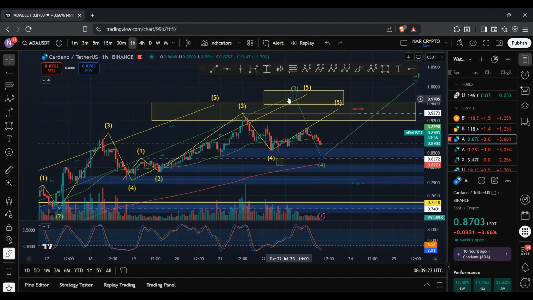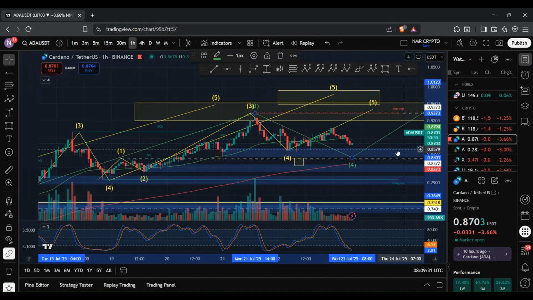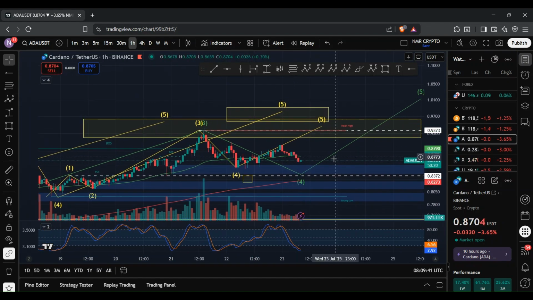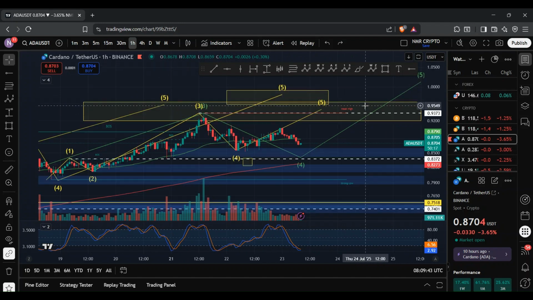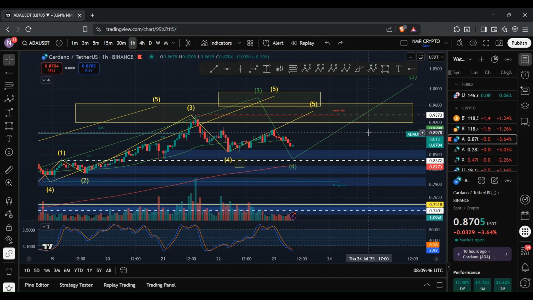And I also mentioned it was possible that we ended up completing the 3rd wave, where that 3rd wave would have topped off at this level at 93.72 cents, and then we could potentially be within this 4th wave made up of a WXY structure, where that Y wave could then tap into this region here, and then we get to see that final push to the upside to then complete the 5th wave. And so both setups are bullish. It's just a case of which setup is in play right now.